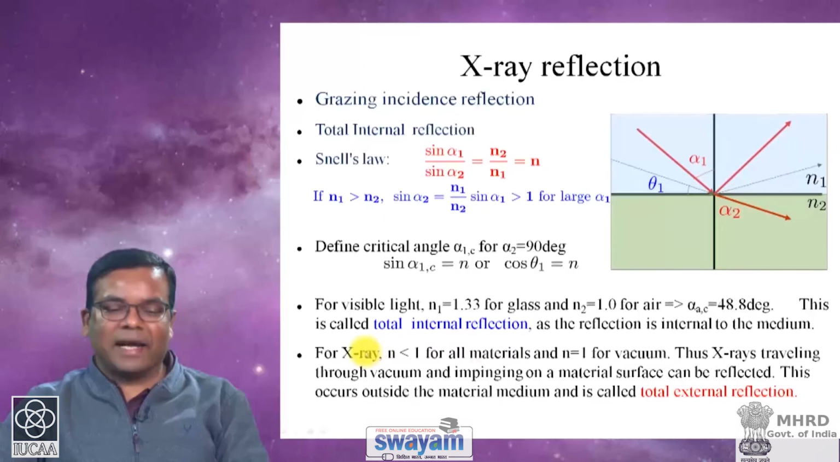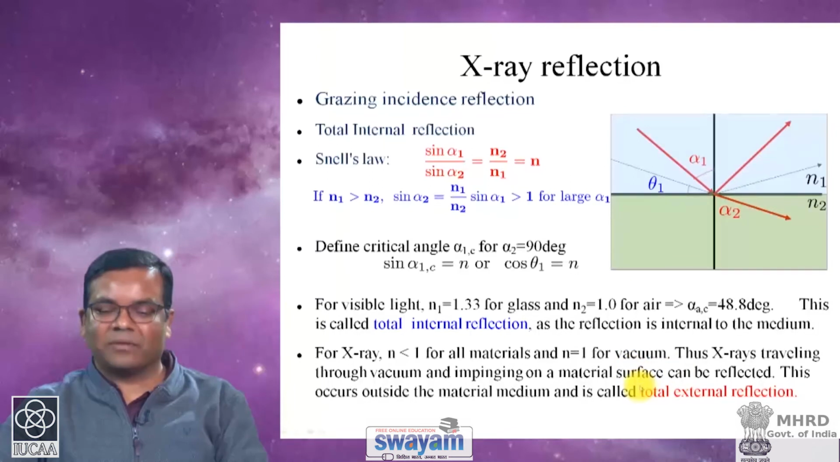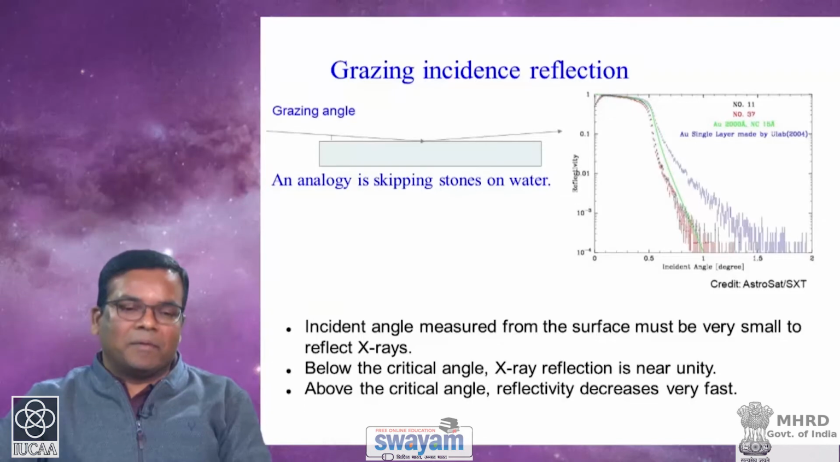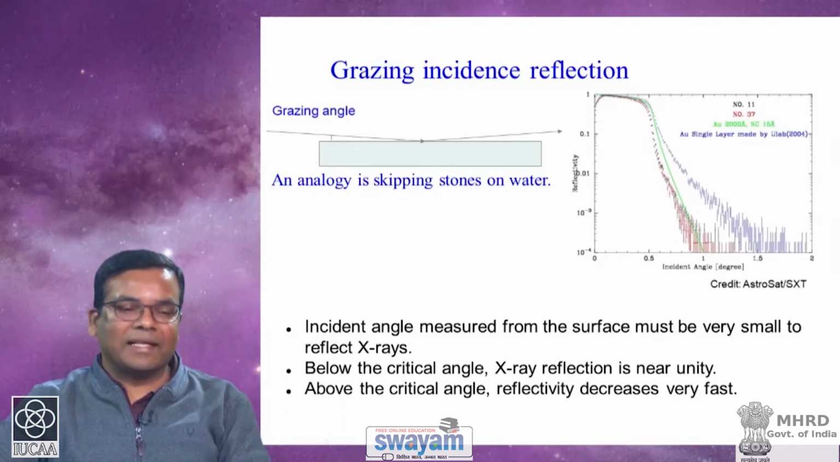If you consider X-rays, for X-rays the refractive index is less than 1 for all materials, while it is 1 for vacuum. Thus, X-rays traveling through vacuum and impinging on a material surface can be reflected, using this principle, provided the grazing angle theta 1 is very small. In case of X-ray reflection, this process is called total external reflection as it occurs outside the material medium. One can draw an analogy of this X-ray reflection with skipping stones on the water.